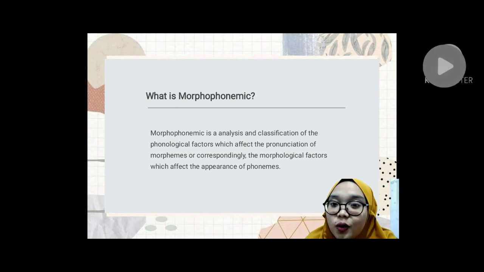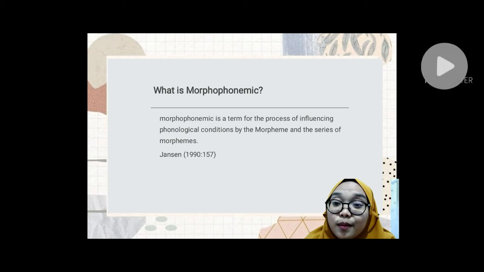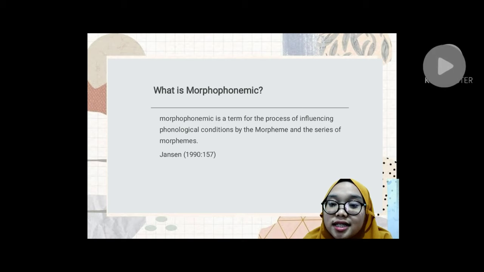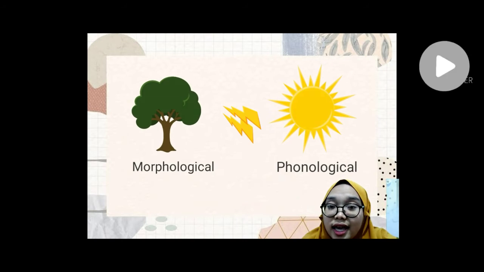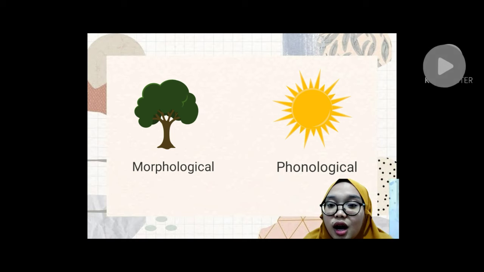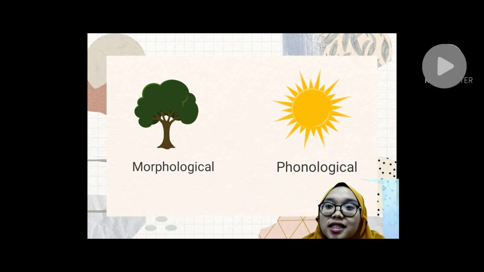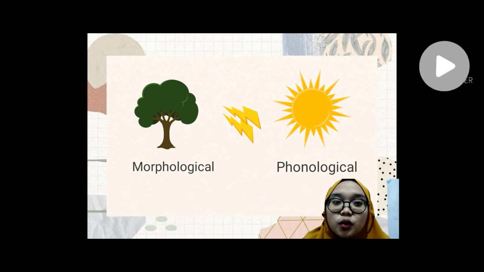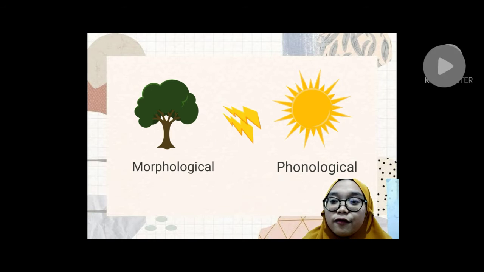And in another way, according to Janssens (1990), morphophonemics is a term for the process of influencing phonological condition by the morpheme and the series of morphemes. In morphophonemics, we basically study the interaction between morphological and phonological processes and how these factors affect each other.